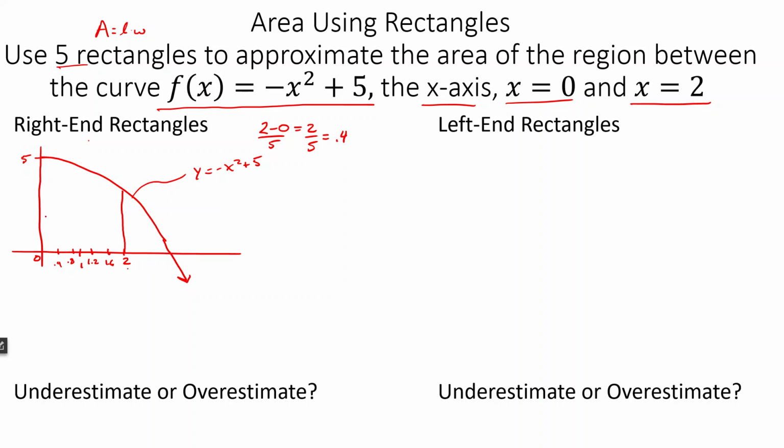Now it says we want to make rectangles using the right end. So we got a rectangle going from here to here, and we want to use the right side for the height. So we use the right end up. There's our curve. We go over. We miss a little bit, but it's still pretty close. 0.8, we go up, hit the curve, go over. 1.2, we go up, we hit the curve, we go over. 1.6, we go up, we hit the curve, we go over. And at 2, we go up, we hit the curve and go over.